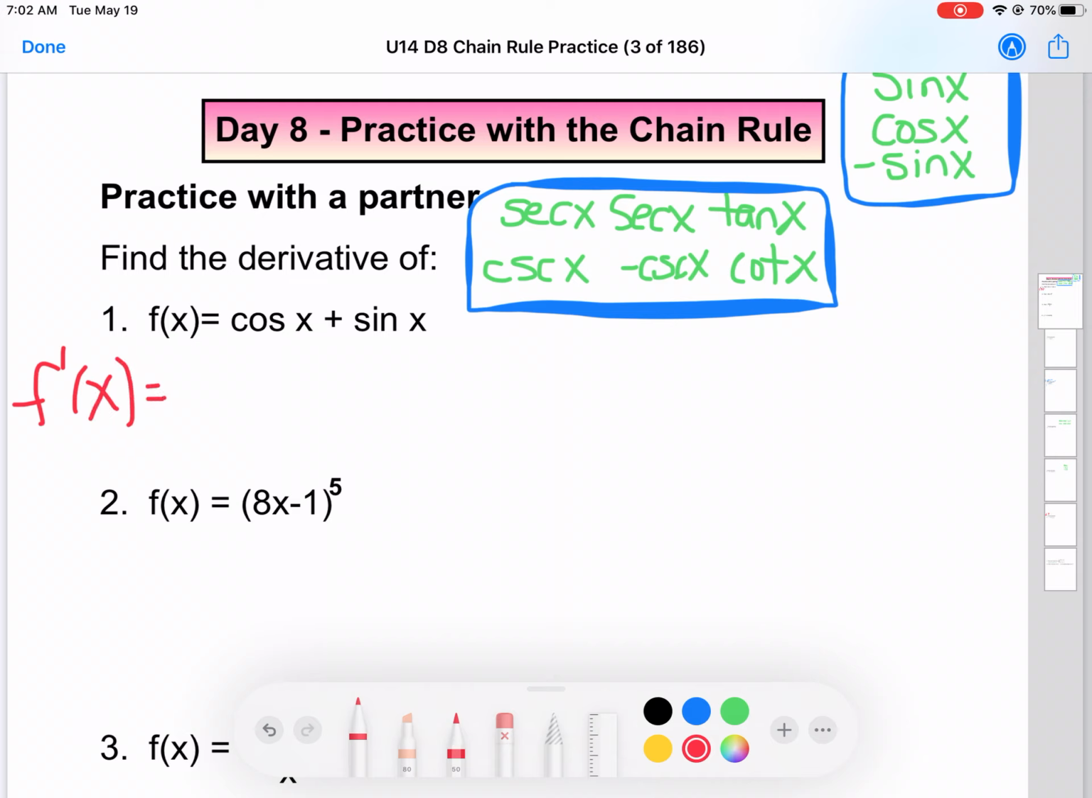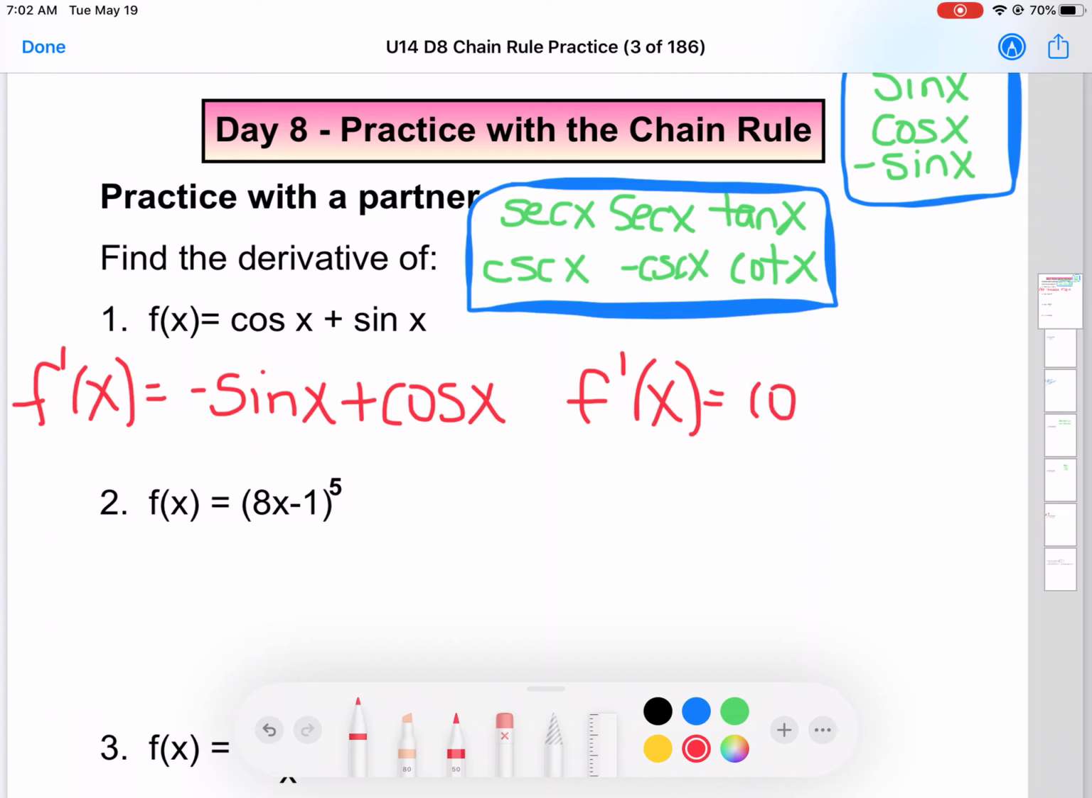So the derivative of cosine is negative sine, and the derivative of sine is cosine. We could leave our answer just like that, or, if it was multiple choice, the commutative property would be used, and it would be written with fewer characters: cosine x minus sine x.